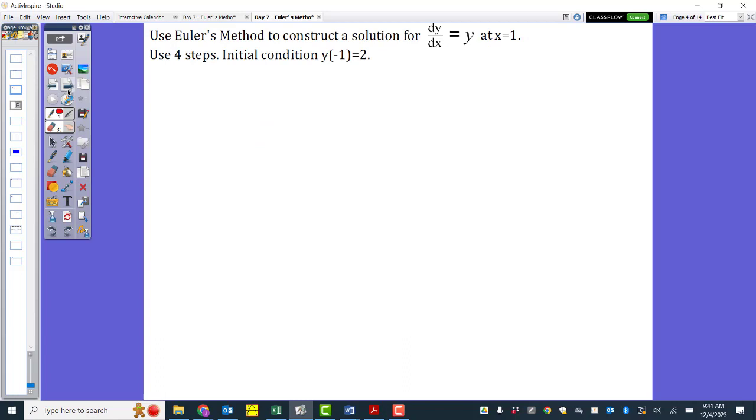When we look at a problem like this, we have the dy over dx and an initial condition. Our change in x, our delta x, is going to come from the number of steps. We want 4 steps to go from x equals -1 to x equals 1, so our change in x will have to be 1/2. So we're going to set up a chart. We'll start with initial.